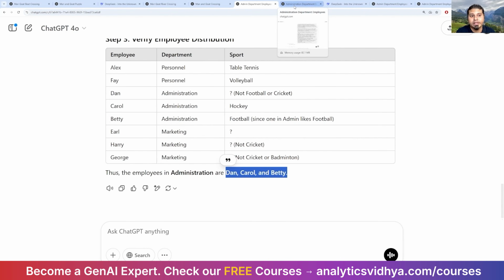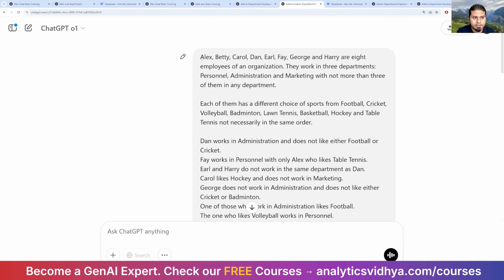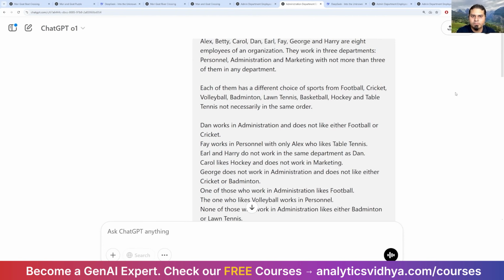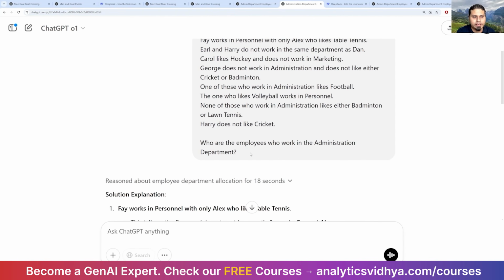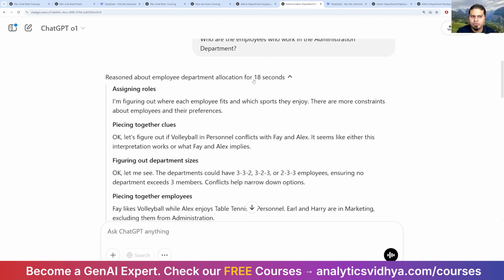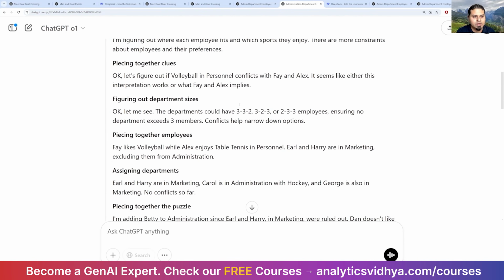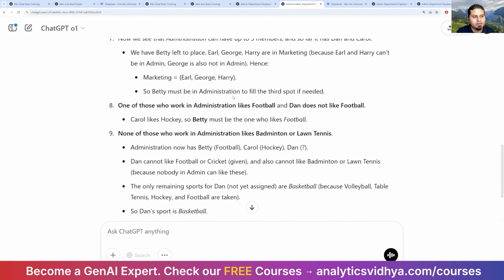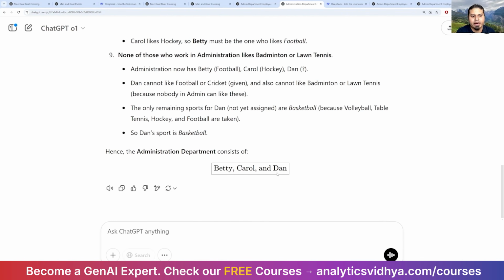Let's look at how OpenAI o1 fared on this. So again, the exact same prompt as before in terms of the 8 people, the departments and the constraints and the clues, and who are the employees who work in the administration department. And it reasoned for around 18 seconds, leveraging the constraints and clues we have given. And then it started generating the answer by looking at every person, which department they work in and what sport they like. And then in the end, Betty, Carol, and Dan. So again, it gets to the right answer.